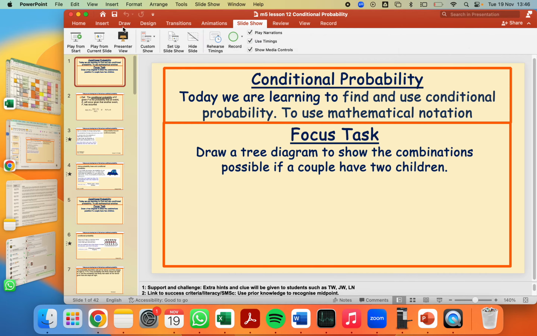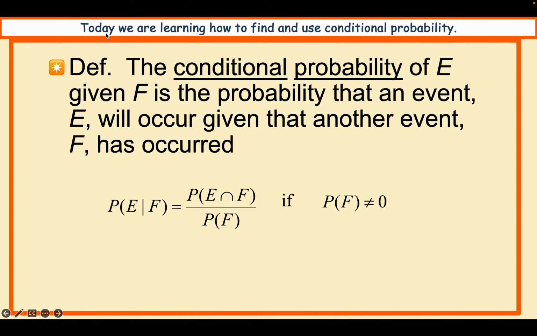We're going to go over conditional probability. Conditional probability is given as a formula such as this. In the formula booklet, it's normally given with the letters A and B, but it doesn't really matter what letters you use. These are just two different events.